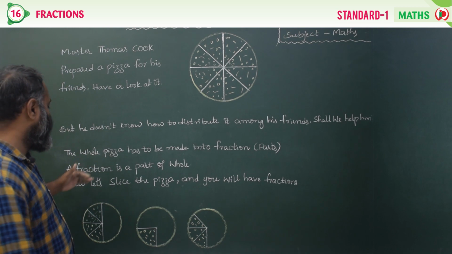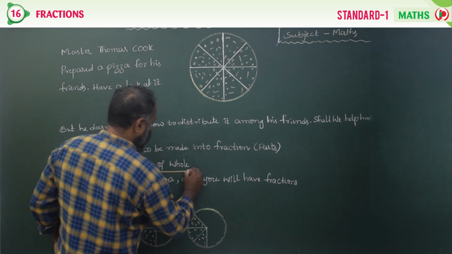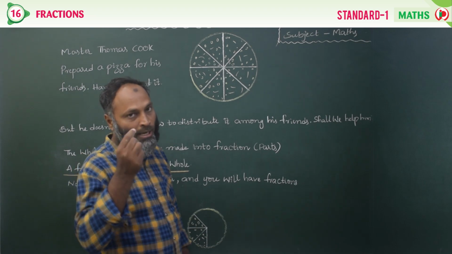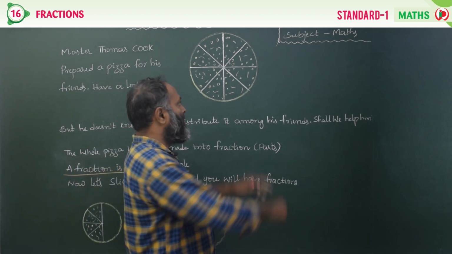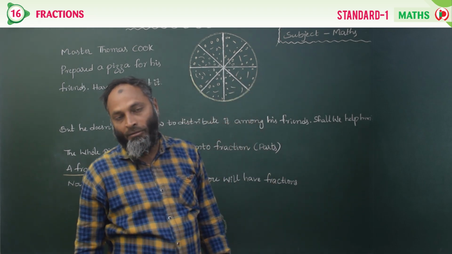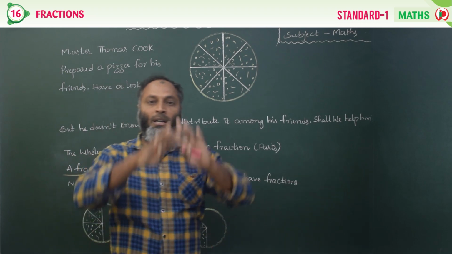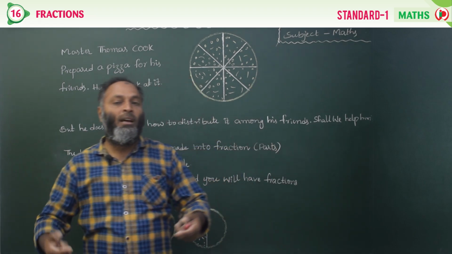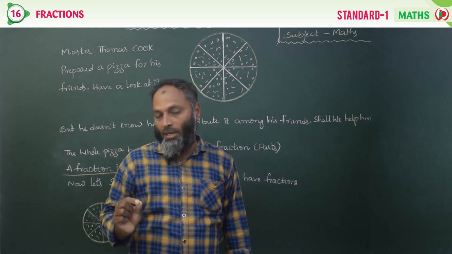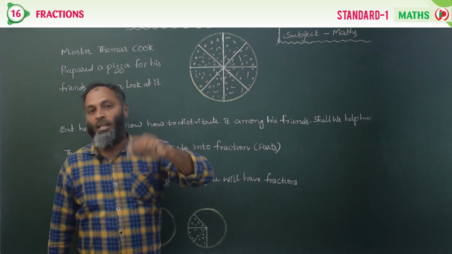What is a fraction? This is the definition: a fraction is a part of a whole. In one complete pizza, a small part is a fraction. If you take one part, that is a fraction. Whether it is a pizza or something else, from a whole, if you take a small part, that is a fraction. If you consider one part from a pizza, that is the fraction.